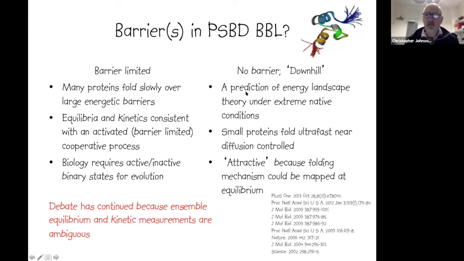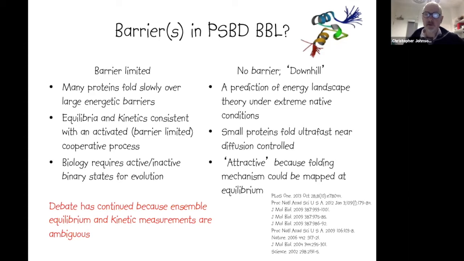In terms of the barrierless, or downhill, or one-state folding, this was a prediction of energy landscape theory, which was very popular and was predicted to occur under extreme native conditions. And small proteins do indeed fold very, very fast, in microseconds or so, near diffusion-controlled speed limits. So theoretically, they were passing over very small or very limited barriers.